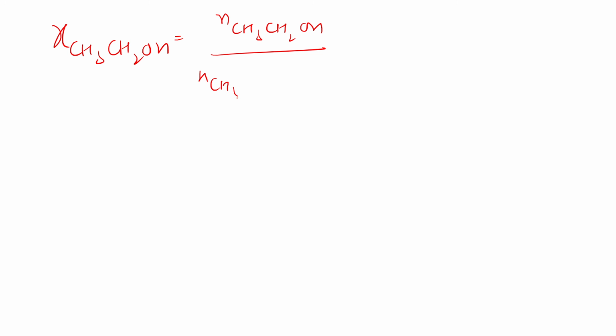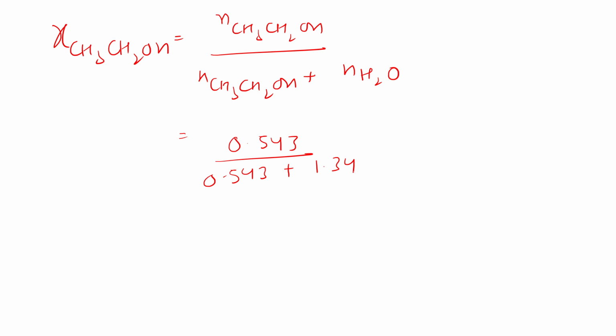So mole fraction of CH3CH2OH, that is moles of CH3CH2OH divided by moles of CH3CH2OH plus moles of water. So the value will come out to be 0.543 divided by 0.543 plus 1.34. So mole fraction will come out to be 0.29 for ethanol.